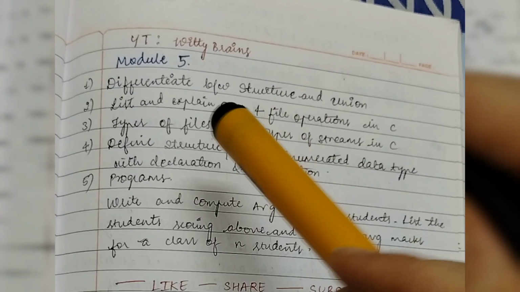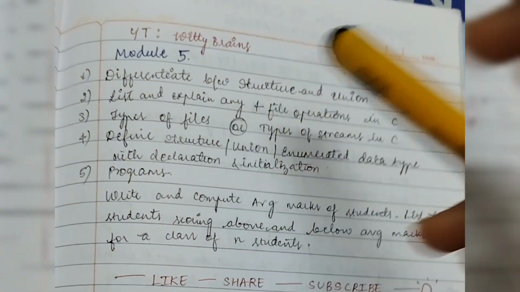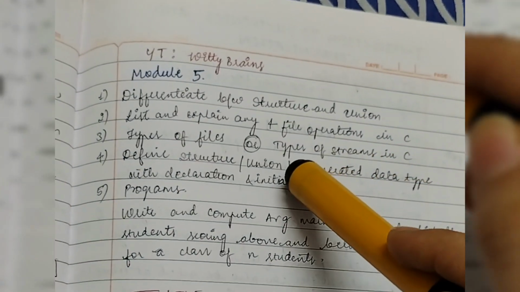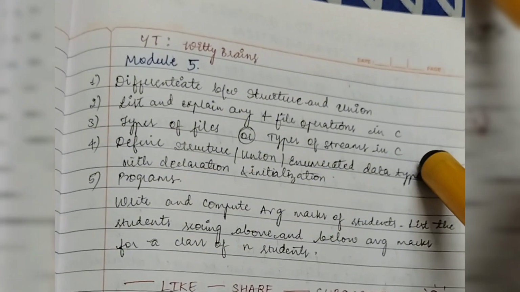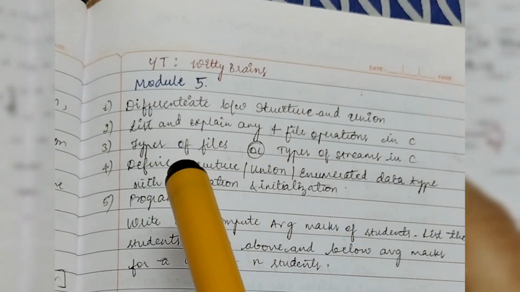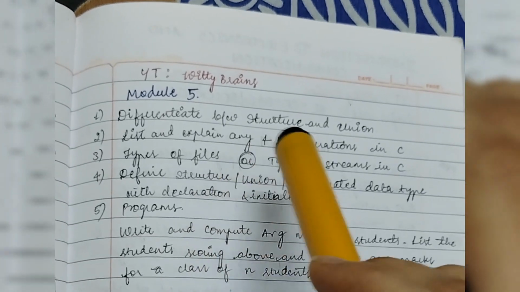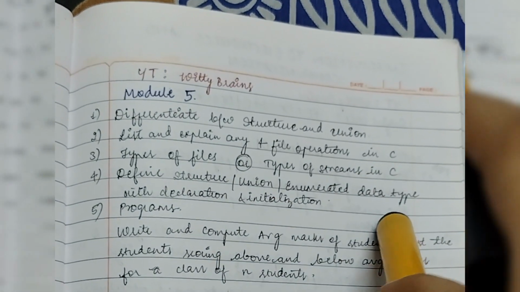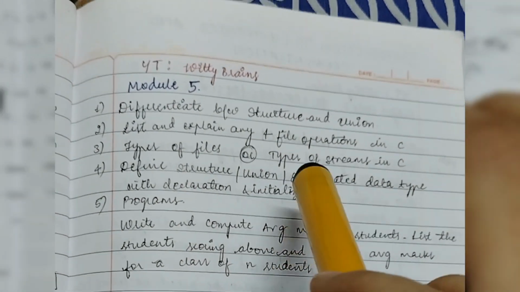So they'll ask you to mention the types of files and explain it, or they can even ask you to mention the types of streams in C and explain them. You need to be ready for both types. Okay, next fourth question is define structure or union or enumerated data type. Okay, with declaration and initialization.